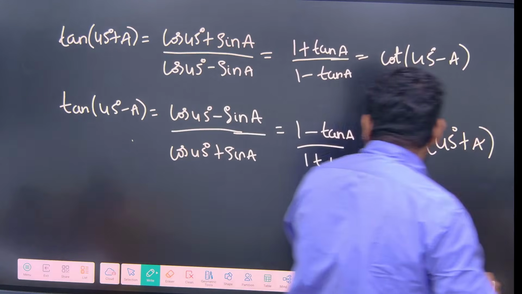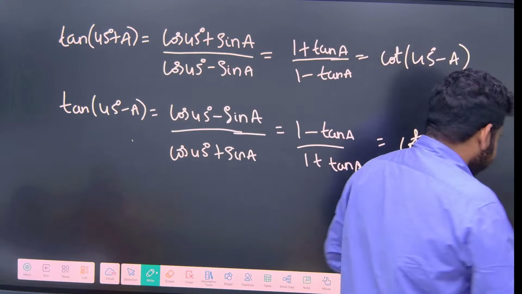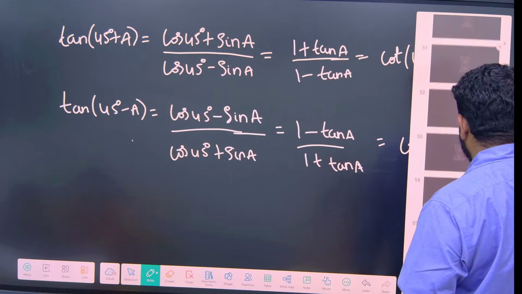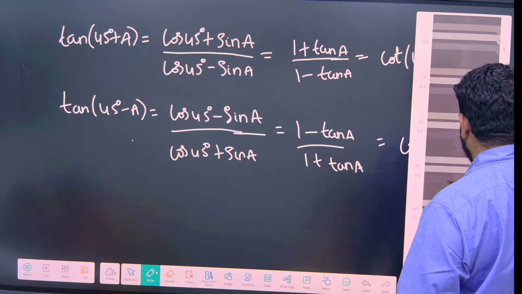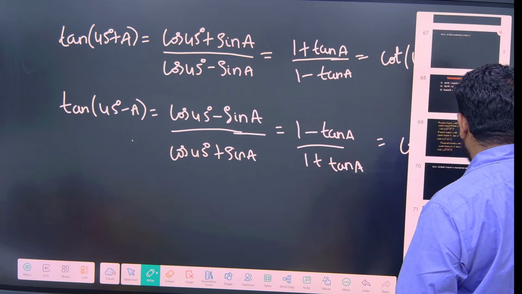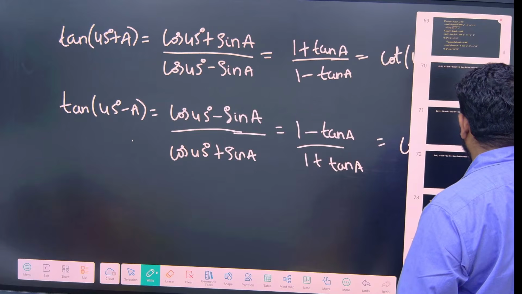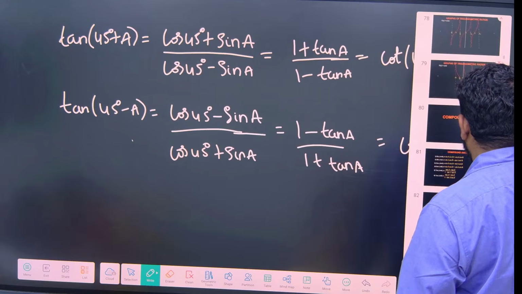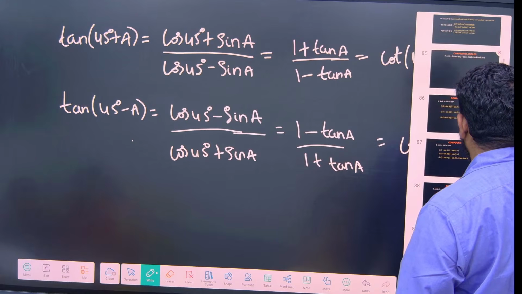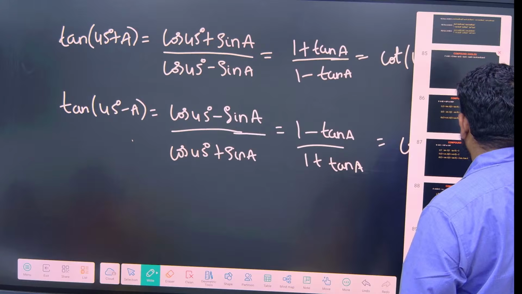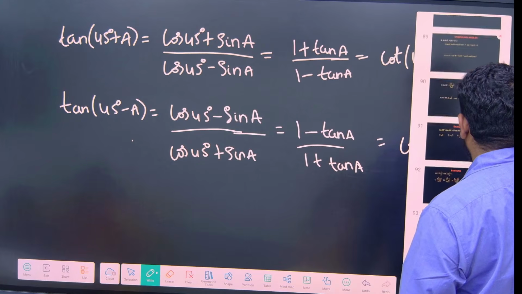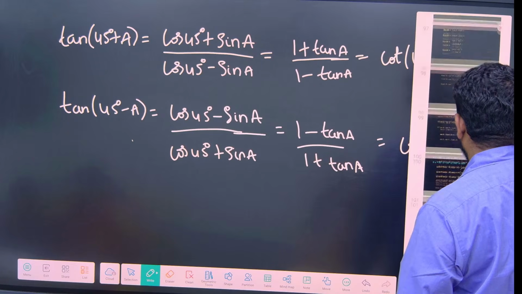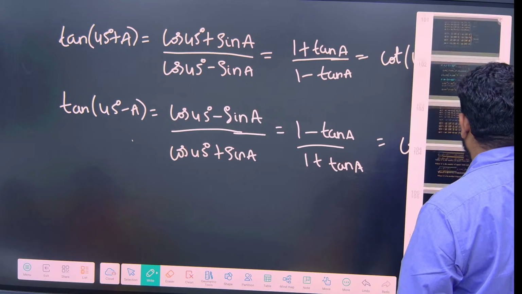Okay. Now, done with this? We'll solve one PYQ based on this now, compound angles.